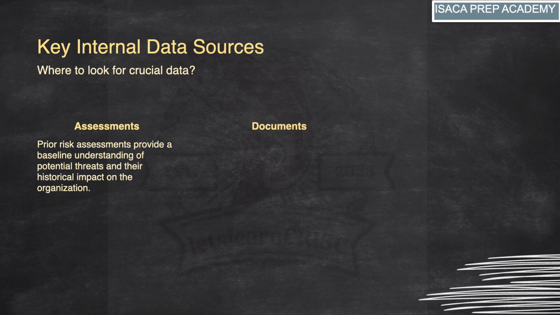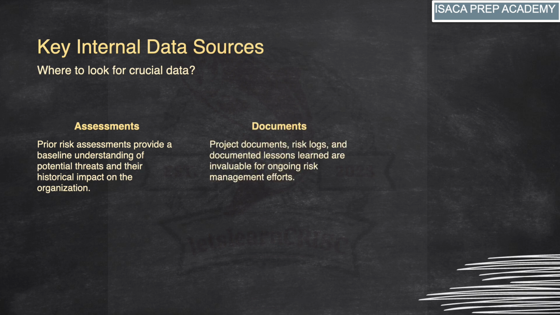Next, about documents. Friends, documents such as project documents, the risk log, and recorded lessons learned are extremely valuable for managing risks over time. Friends, they serve as a repository of information that helps us to understand past projects, identify potential risks, and learn from previous experiences. Friends, project documents provide details about the project goal, scope, and stakeholders, while the risk log keeps track of the identified risks and their status.